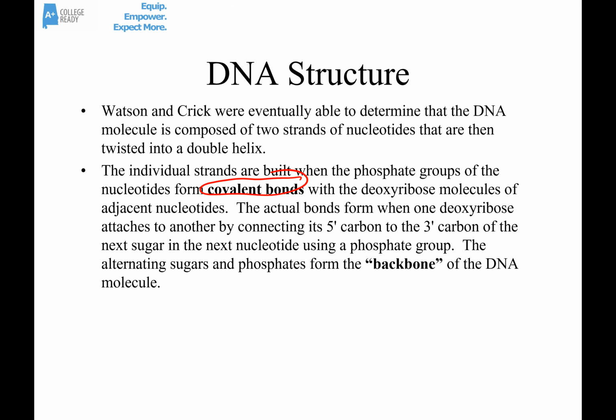The bonds form when one deoxyribose attaches by connecting its 5' carbon to the 3' carbon of the next sugar in the next nucleotide using the phosphate group. The alternating sugars and phosphates make up what we call the backbone of the DNA molecule.